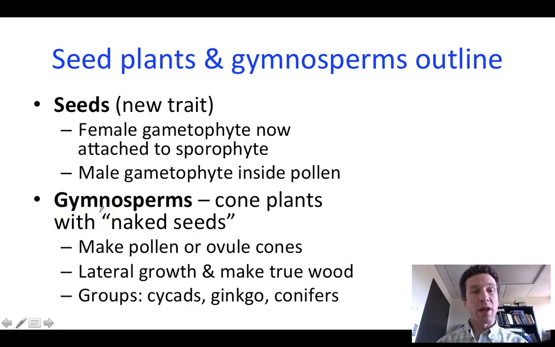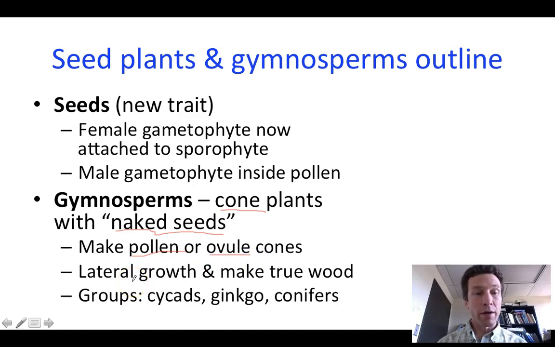are the group of seed plants that have cones and that have naked seeds, so seeds that are exposed to the outside environment. Gymnosperms make two kinds of cones. They make pollen cones and they make ovule cones.